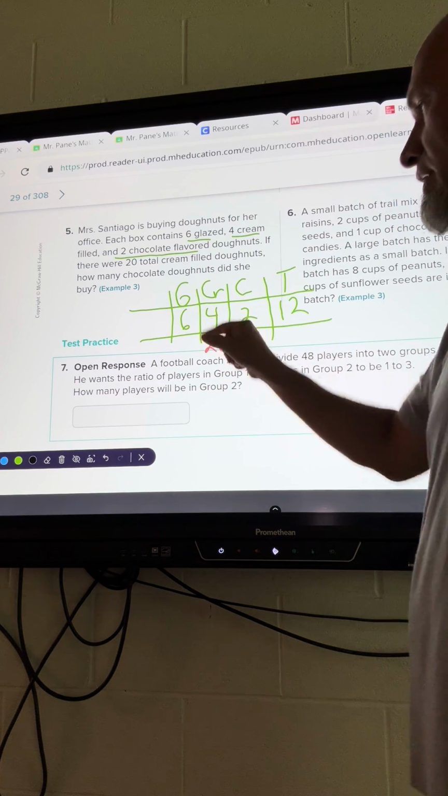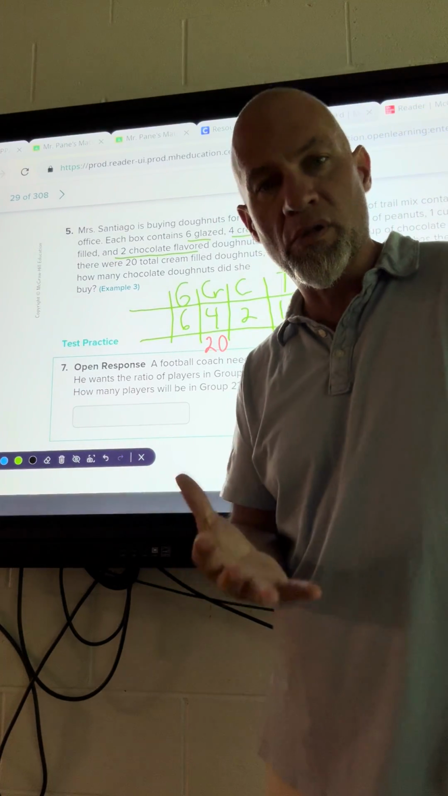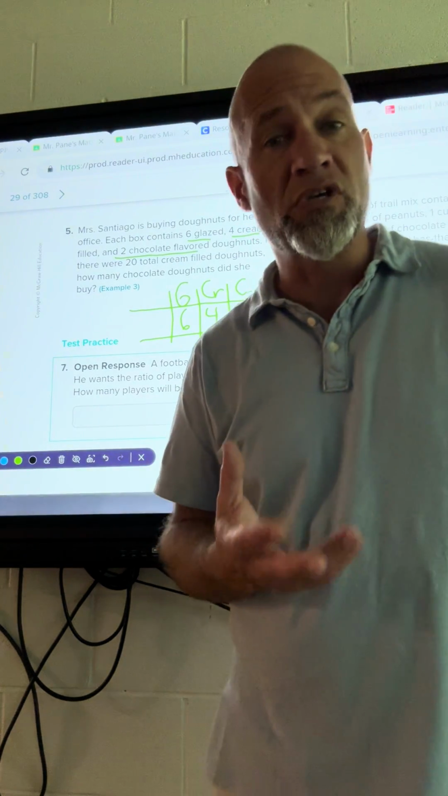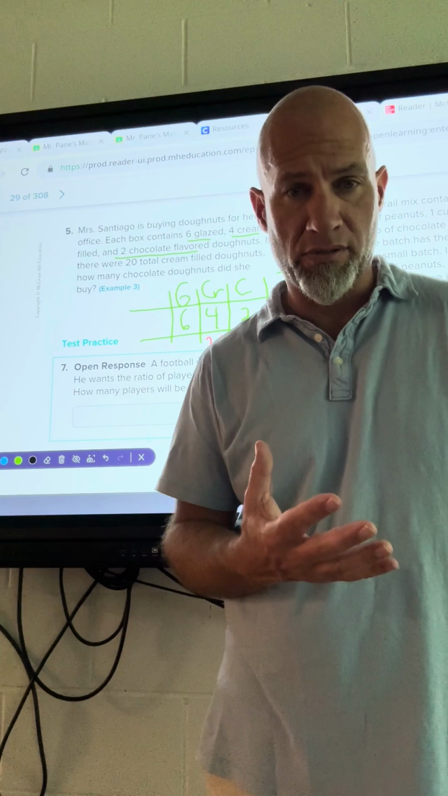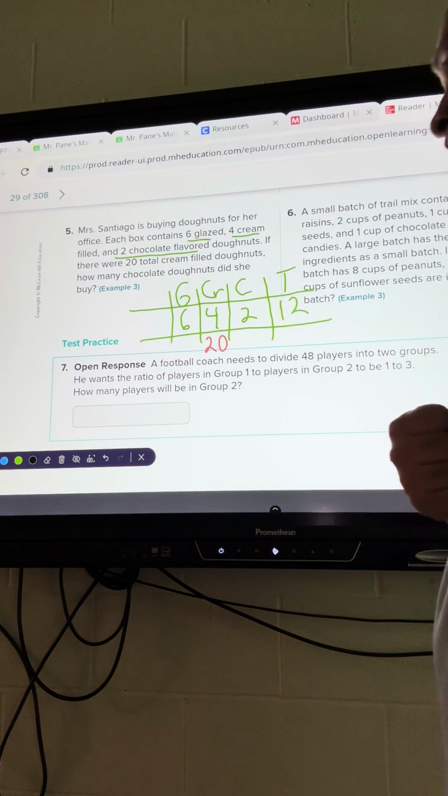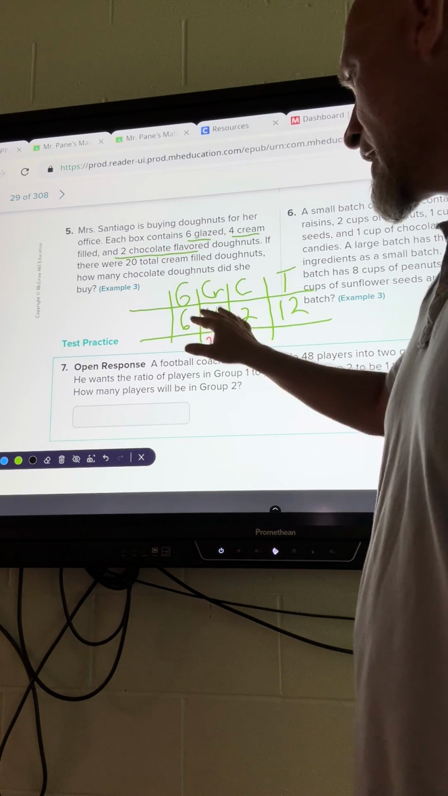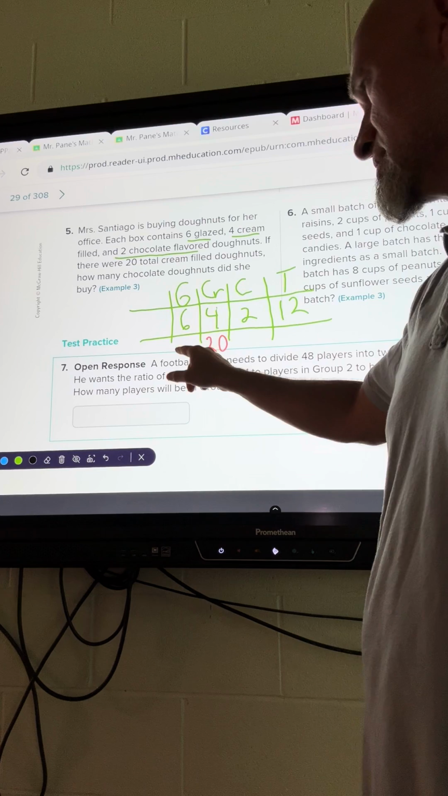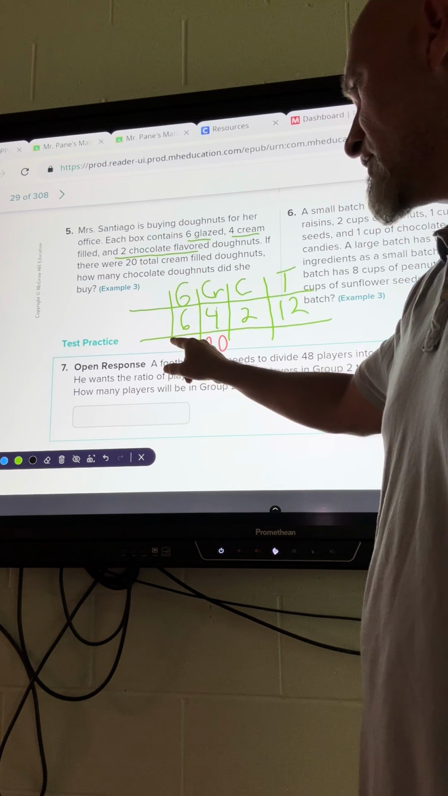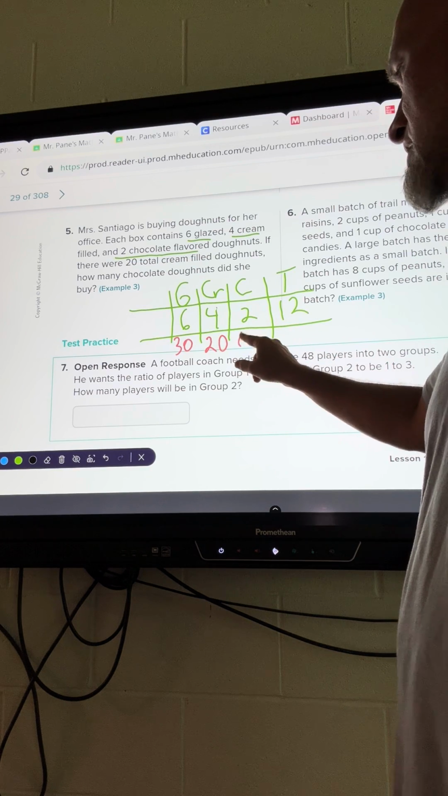And then you're looking for the relationship between the 4 and the 20. What would you have to do to the 4 to get a 20? And remember, we talked about it has to be multiplication or division. So here, we're going to use multiplication. What did we do to the 4 to get 20? Multiply 4 by 5. So now we have to do the same thing to all the other pieces. So the glazed would be multiplied by 5. 6 times 5 is 30. And the chocolate, 2 times 5 is 10.